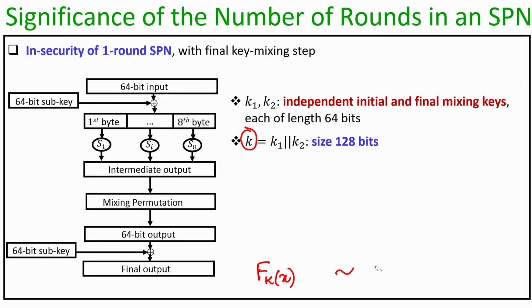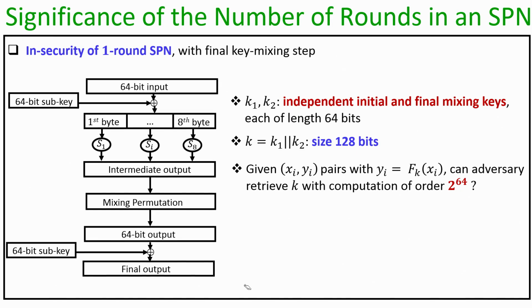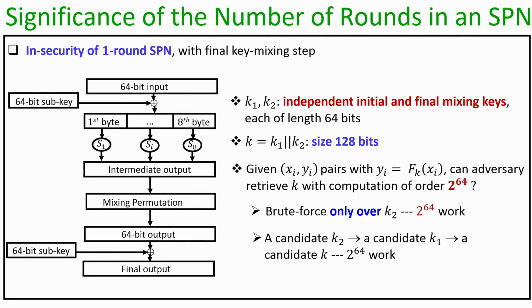But now we are going to see a very interesting and simple attack where the adversary can end up recovering the 128 bit candidate key by doing computations of order 2 to the power 64. The idea here is that the adversary need not perform brute force both on the K2 part as well as on the K1 part.